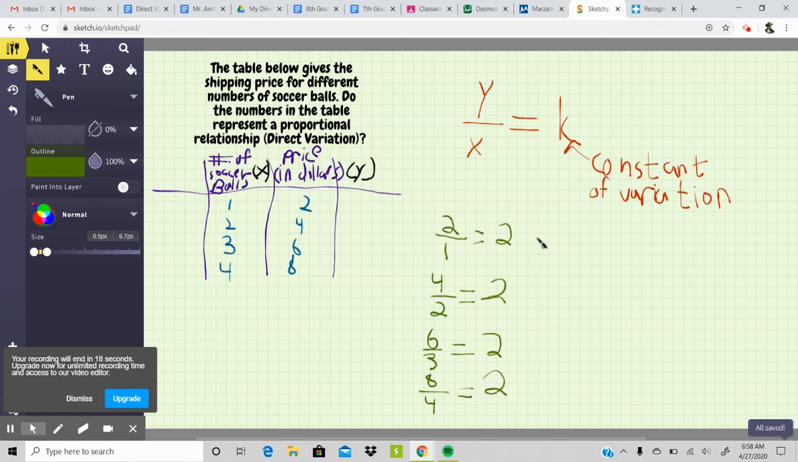Okay, so we would say yes, this is a proportional relationship, because whenever I take my y variable divided by my x variable, or my dependent divided by my independent, I get the same number.